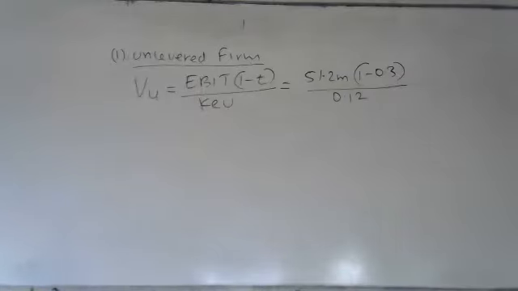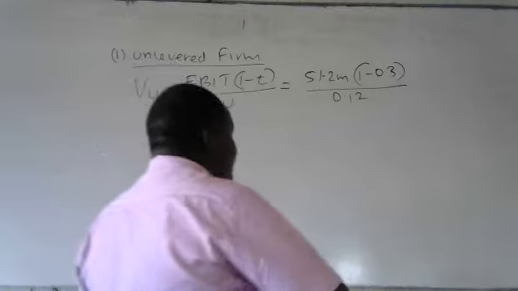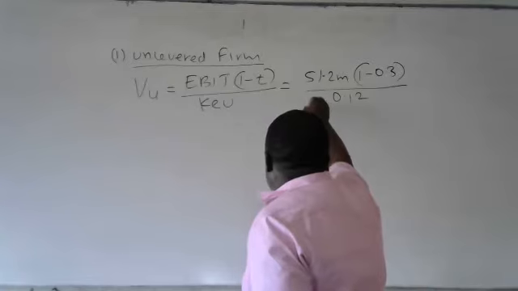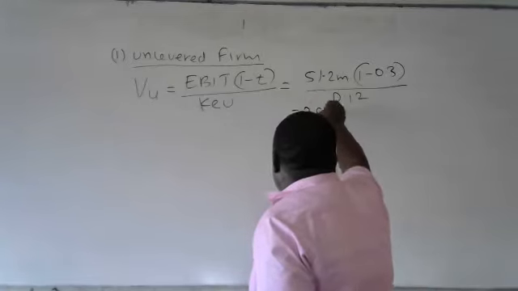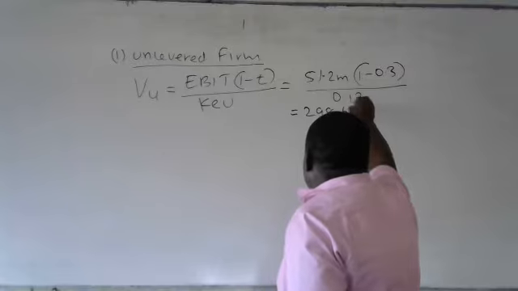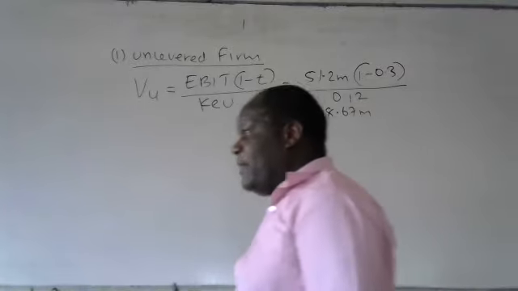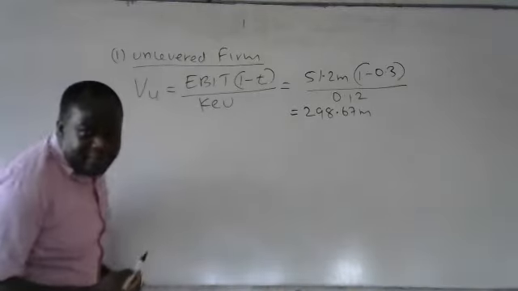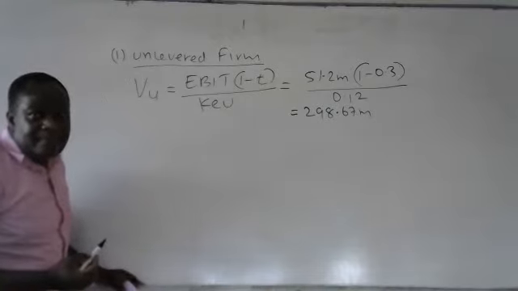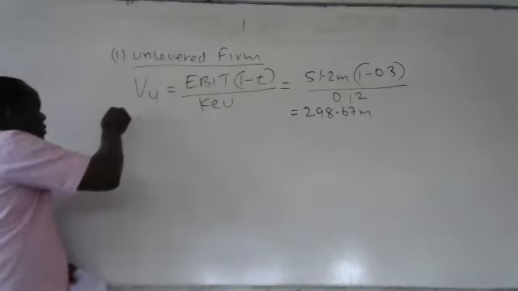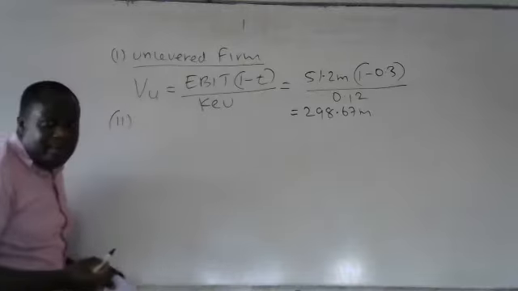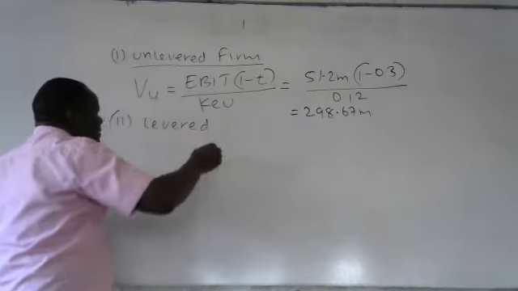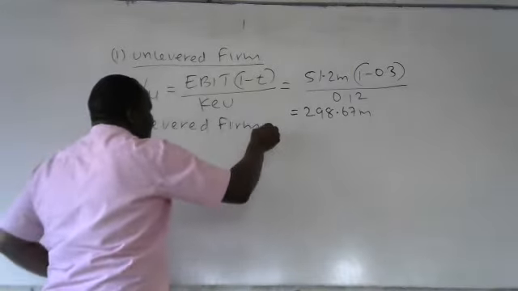So that will be Roman letter 1. This one is giving us 298 point something. So that is now our Roman letter 1. Are you getting that figure? Online, you are getting the same. So we go to Roman letter 2, which is now the levered farm.